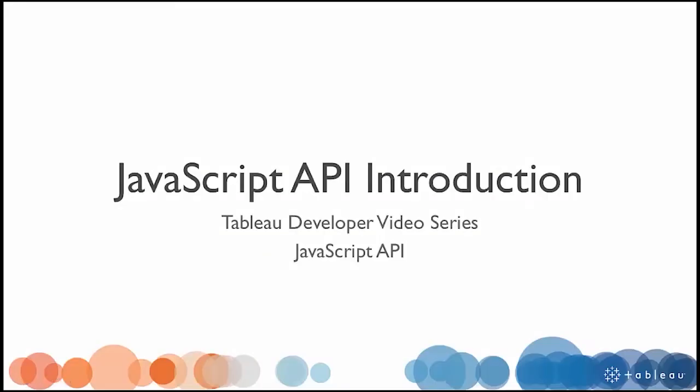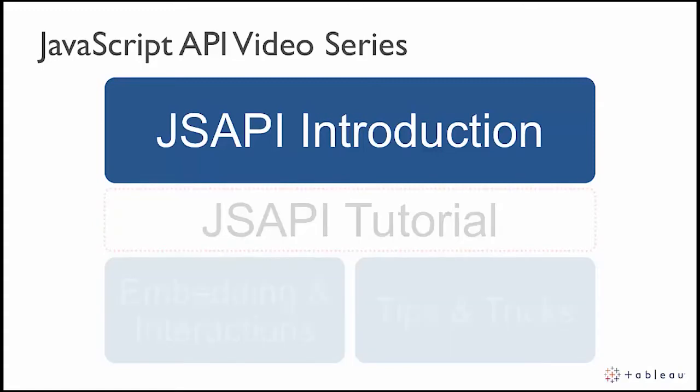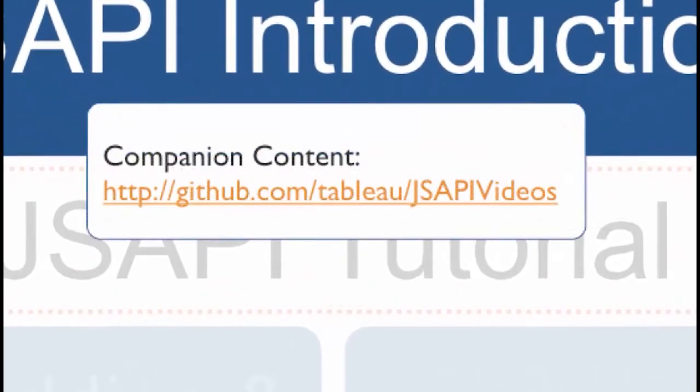Welcome to the introductory video to the JavaScript API. This video is part of a video series teaching you from ground level on how to use the JavaScript API. After you watch this video, feel free to watch any of the other videos. To follow along with this video and the other videos in this series, you can grab the companion content, which contains sample code as well as slide decks at github.com/tableau/JSAPI videos. Grabbing the companion content is not necessary for this video, but feel free to do so that you can have that material for later.